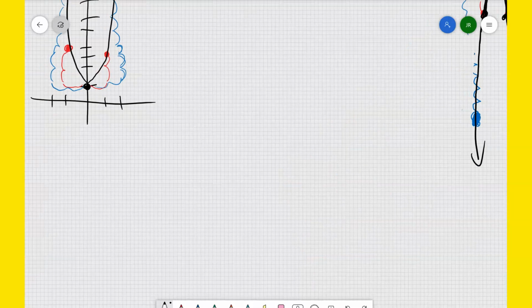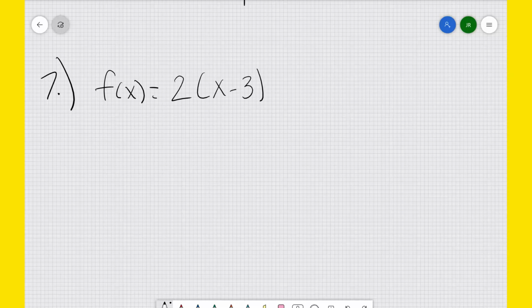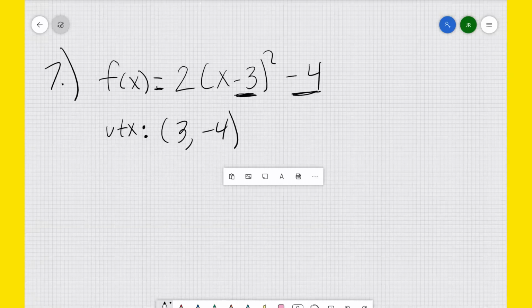Okay, let's try one more. Let's try putting kind of all of it together. F of x equals 2 times x minus 3 squared minus 4. What's the vertex? That's the first thing to do. The vertex is positive 3, negative 4.